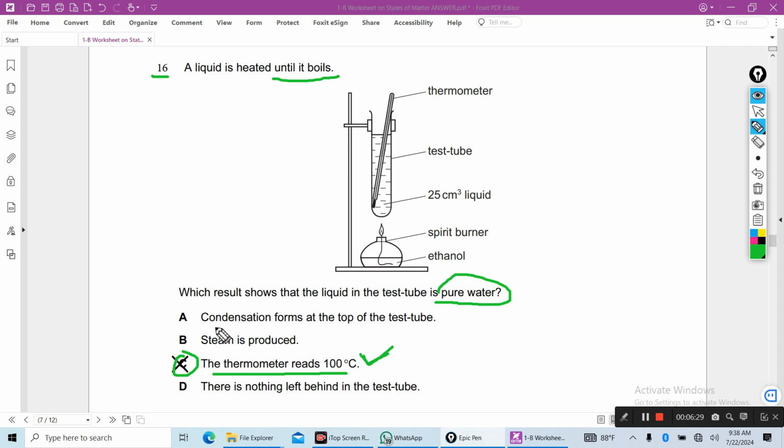Why is the other wrong? Condensation forms at the top of the test tube. No. Then steam, this is not a property of pure water. Steam is produced. This is wrong. There is nothing left behind in the test tube. No, you know, pure water boils at 100 degrees centigrade. So the thermometer reads 100 degrees centigrade temperature.